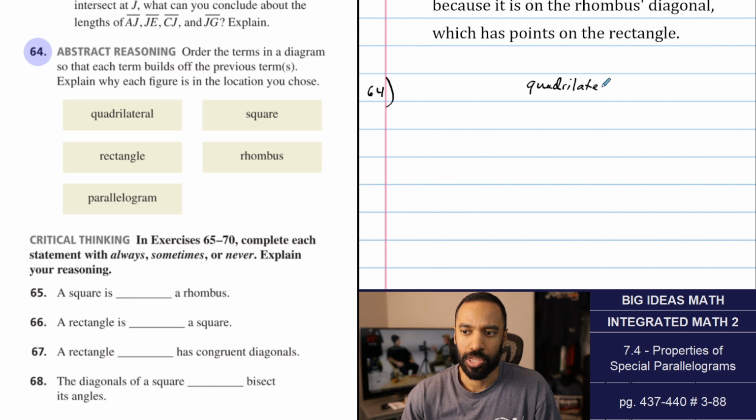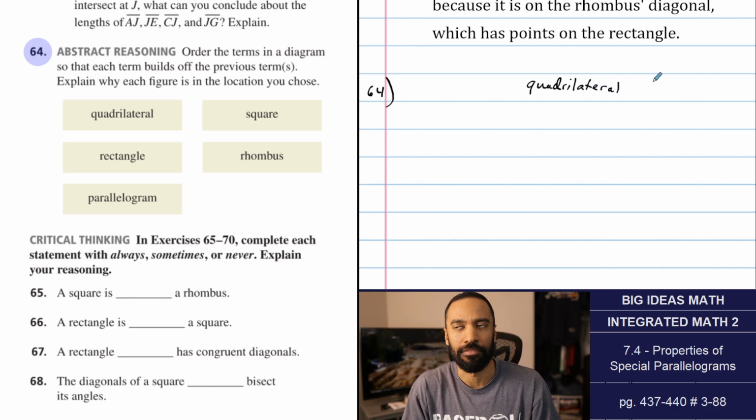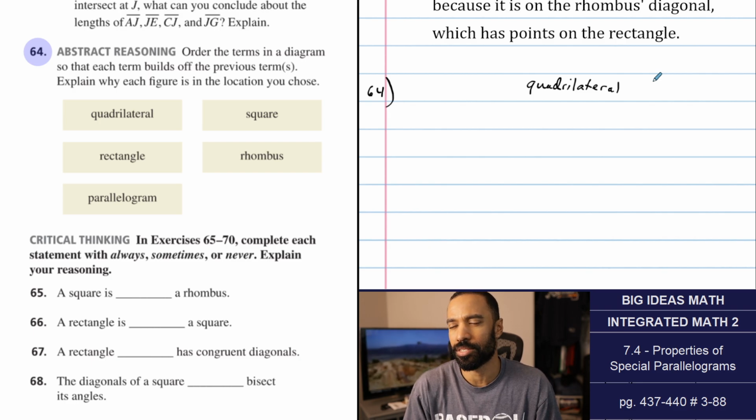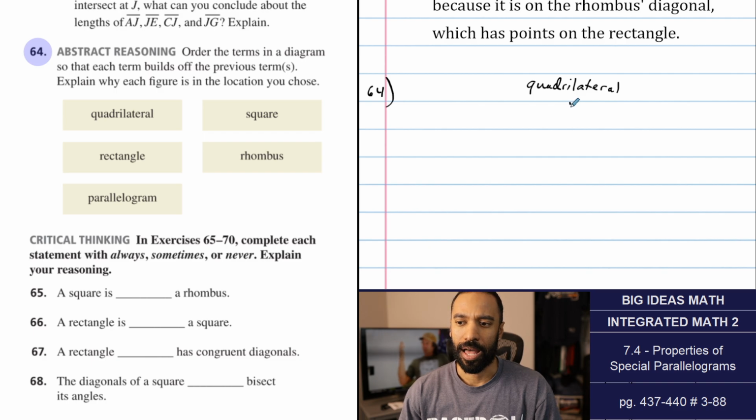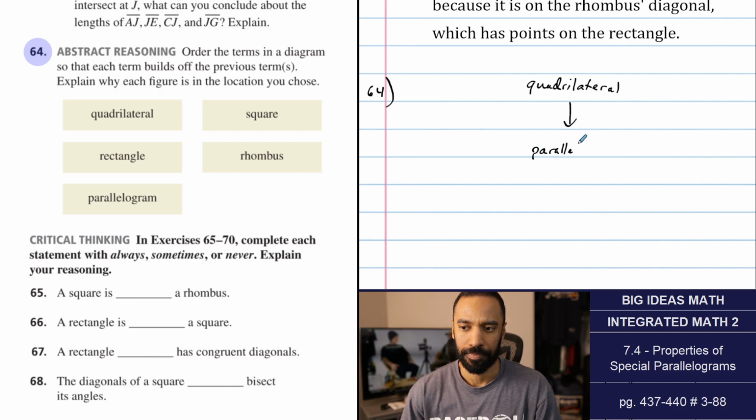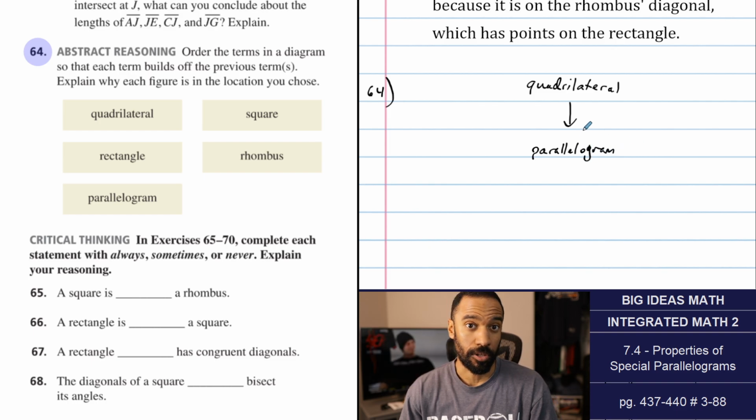Now, here's the thing. We're not in section 6.5. This would have been a better thing for section 7.5 when you learn trapezoids and kites, because there are other things that you can spur off of. So a quadrilateral can more uniquely become a parallelogram. Not all quadrilaterals are parallelograms, but all parallelograms are quadrilaterals. All these four-sided shapes are quadrilaterals.